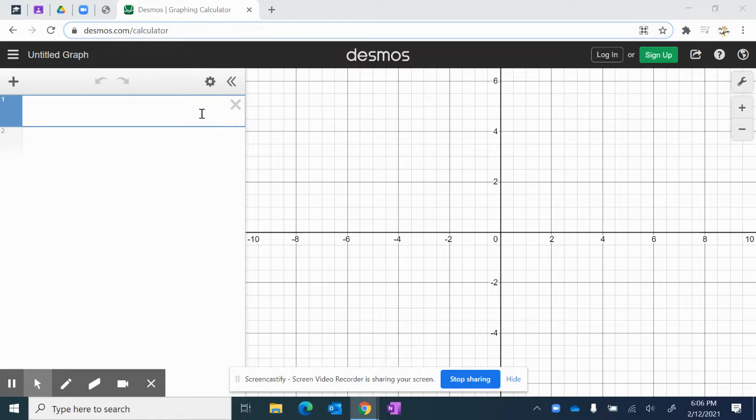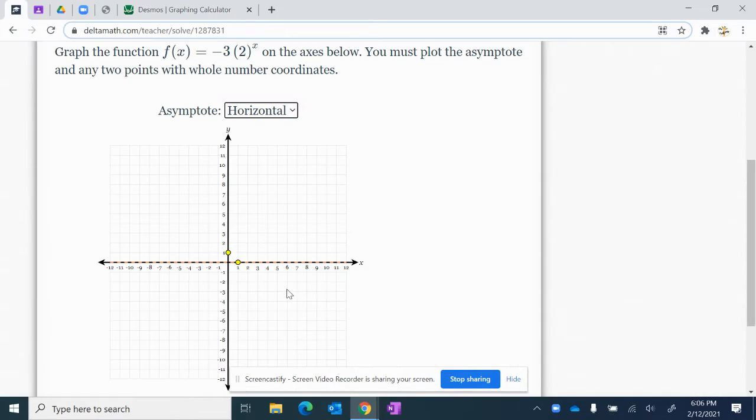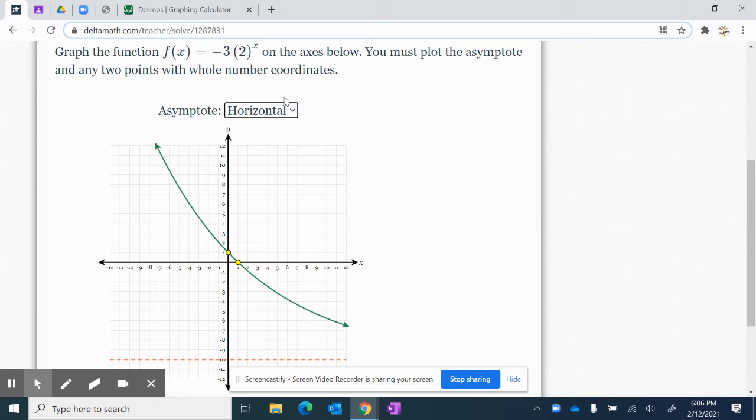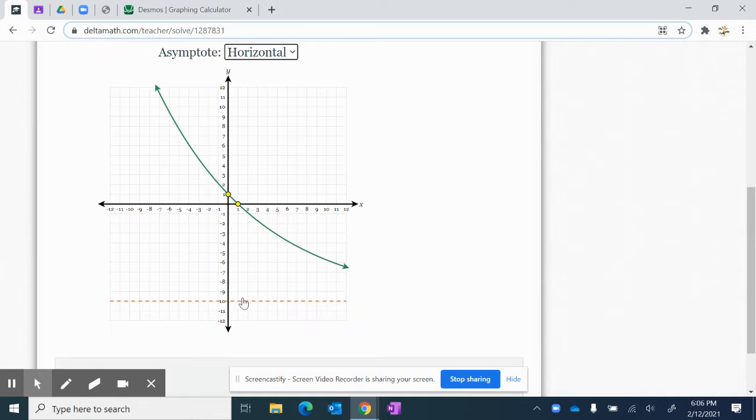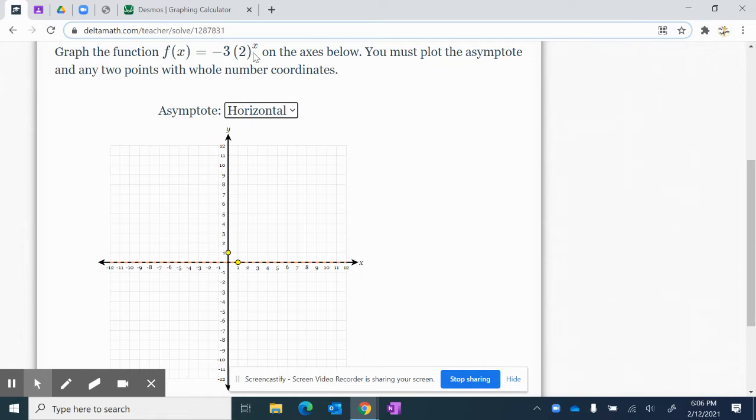All right, guys, so on Desmos, on the main screen, you can click graphing calculator and then this will pop up. So looking at this example, it's an exponential function. So I clicked horizontal for the asymptote. There is no k value. So I'm going to move this asymptote up to 0 because when I don't have a k value, it is just y equals 0.